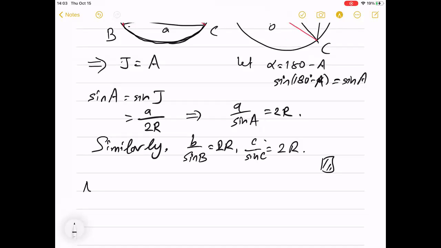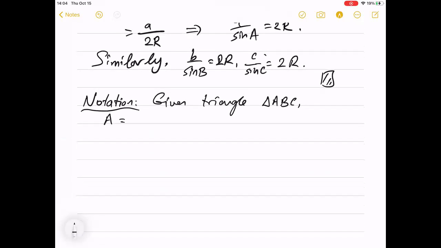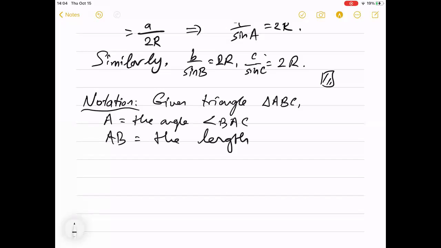And here's a notation for this lecture. Given triangle ABC, A will denote the angle, the angle BAC, or its value, and similarly B is the angle ABC. AB is the length, or the distance between A and B, or the length of the line segment between A and B.